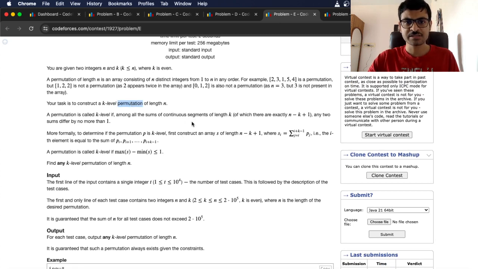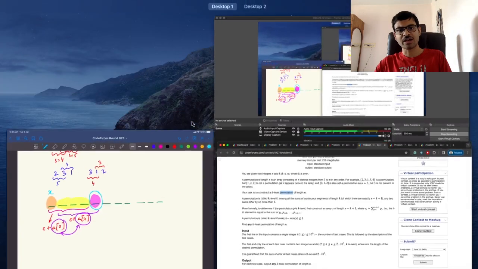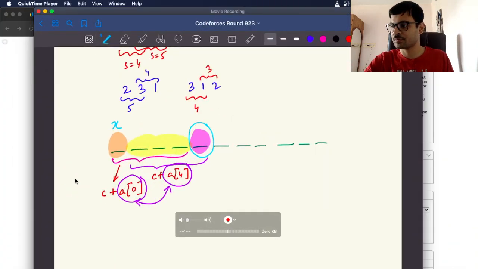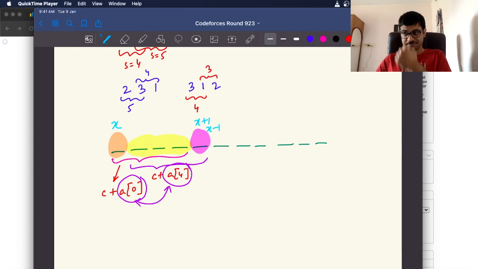Permutation basically means that from 1 to n each element will occur exactly once. So you can't have the same element occurring twice. So this cannot be x. What else can it be? It can be x plus 1 or x minus 1, right? So we can take either of them for the time being without loss of generality.